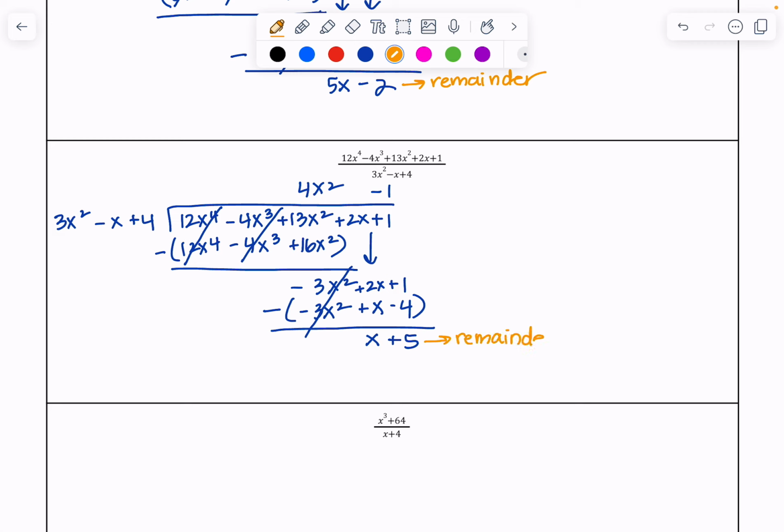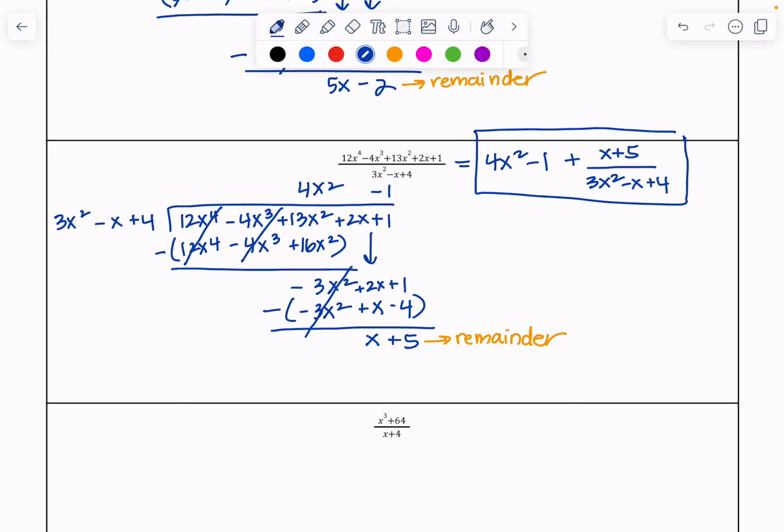So when we go up to answer our question, that polynomial divided by 3x squared minus x plus 4 is 4x squared minus 1, plus our remainder, x plus 5, out of our divisor, 3x squared minus x plus 4. So this would be our best answer.